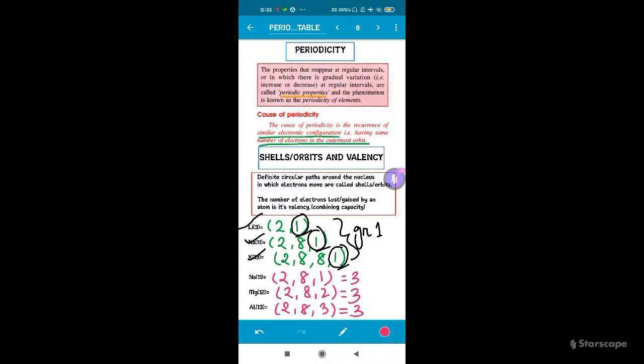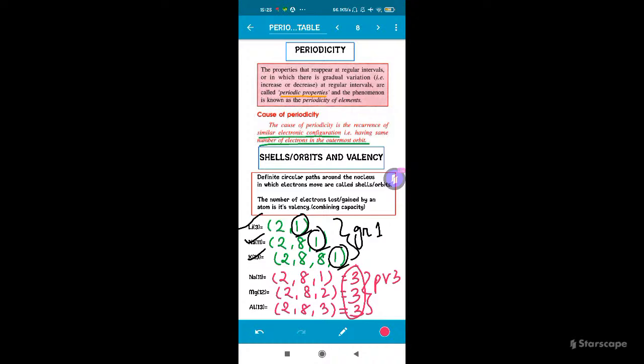So if the number of shells is same, that means they belong to the same period, isn't it? Which period do they belong? Third period, because the number of shells is 3. So they belong to period number 3. So they will not have similar properties, but they will belong to the same period.